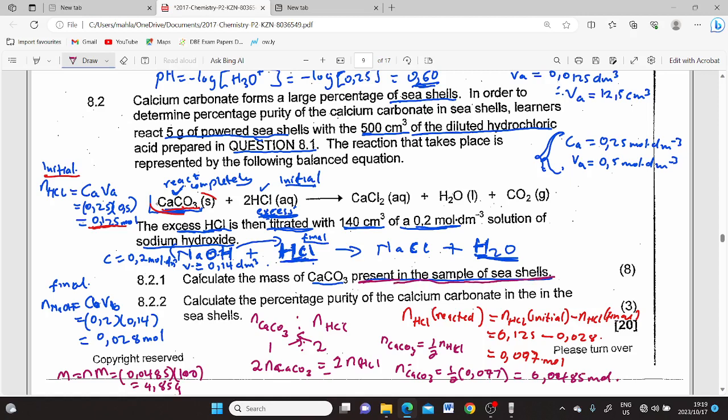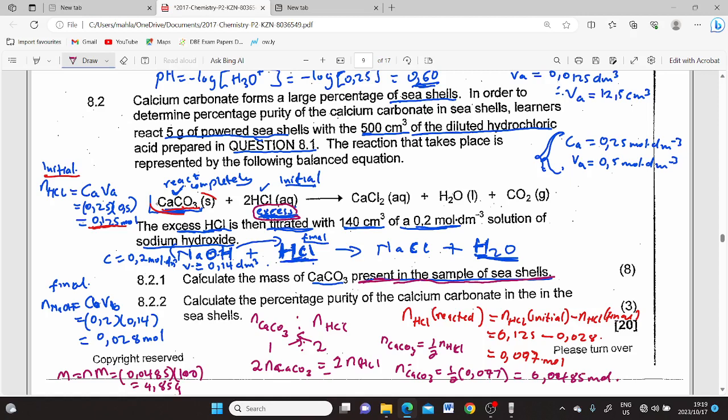Is that the one that is reacted, or the one that is present? Of course, it is the one that is present, because all of it reacted. Why? Because the HCl was in excess, so it reacted with all of the calcium carbonate. So all of it that was present reacted.